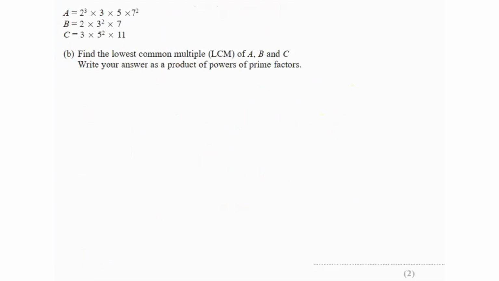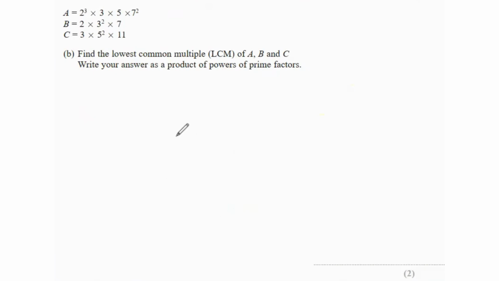Then for the next part, it's saying A equals 2 cubed times 3 times 5 times 7 squared. B equals 2 times 3 squared times 7. And C is 3 times 5 squared times 11. We have to find the lowest common multiple of A, B, and C. Write your answer as a product of powers of prime factors. So in the first part, they asked us to find the highest common factor, but with different numbers. And in the second part, they asked us to find the lowest common multiple, where A, B, and C are given in index form.